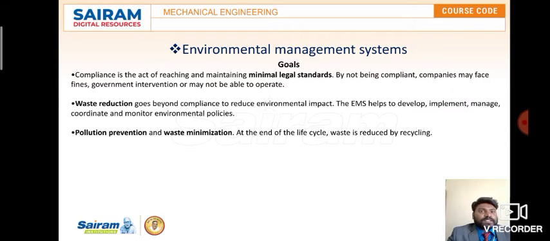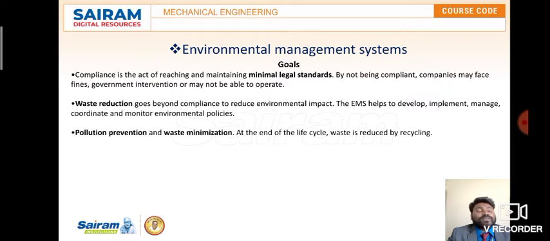Environmental management system goals. So what are the goals of this EMS? The first one is maintaining minimal legal standards. That is nothing but the company should not face any kind of fines given by the government, or unnecessary government intervention, or be unable to cooperate. So these are the goals.